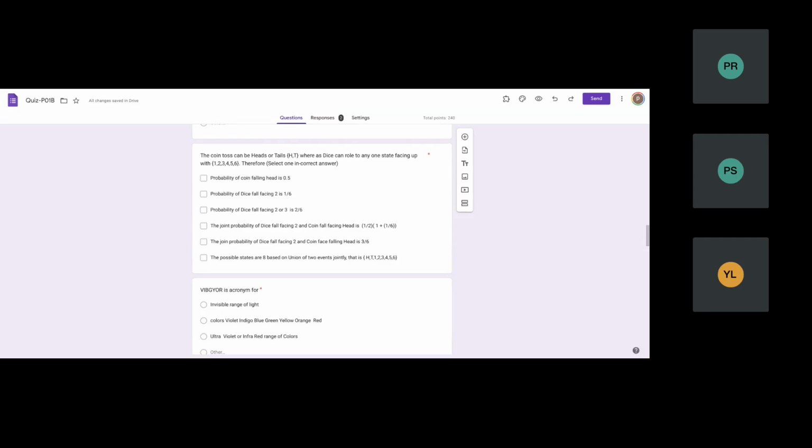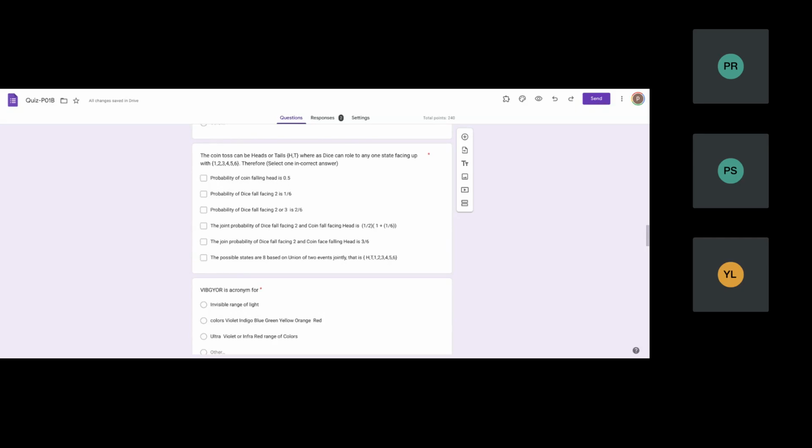Probability of getting head is a half. That's correct. Probability of the dice facing 2 is 1 by 6. That is correct. Probability of the dice facing 2 or 3 is 2 by 6. That's also correct. The joint probability of the dice facing 2 and the coin facing head is 1 by 2 into 1 plus 1 by 6.